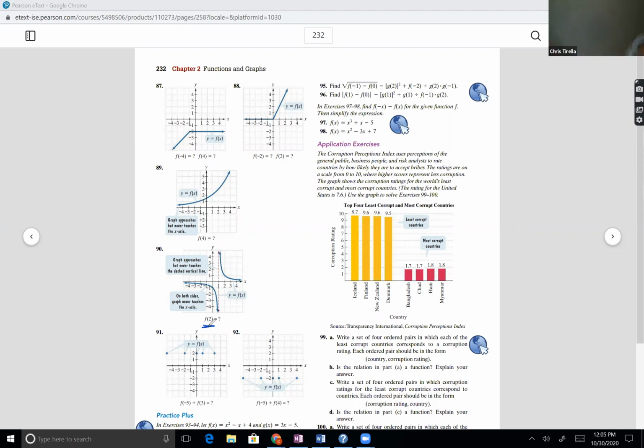To find f of 2, that means when x is 2, what's y? Can everybody read coordinates off a graph? When x is 2, it means I'm along this line. Does everybody see that when x is 2, the y value is 1? So I would say that f of 2 is equal to 1.